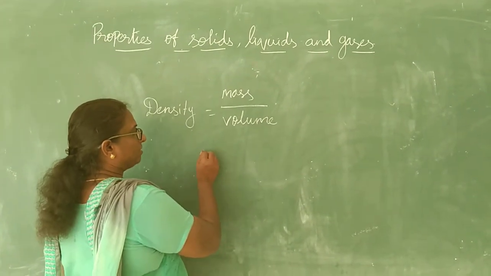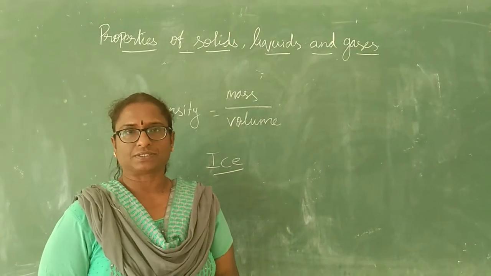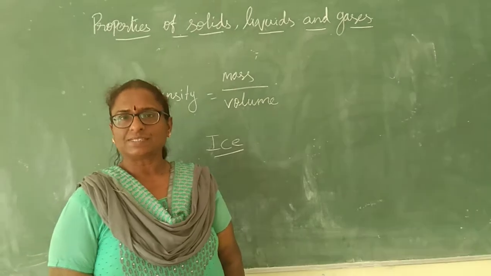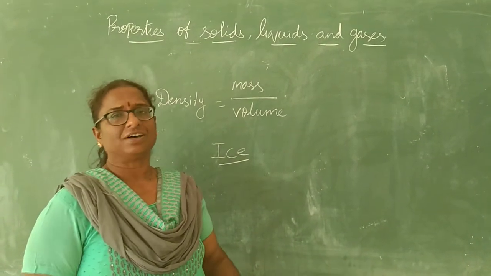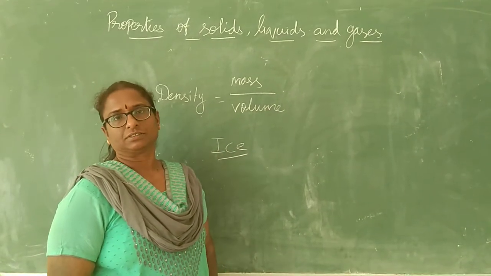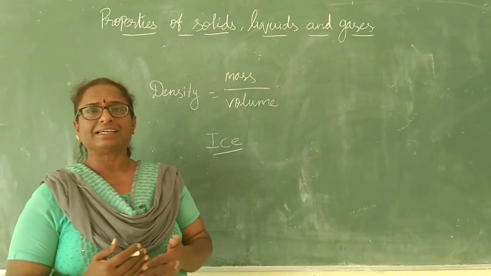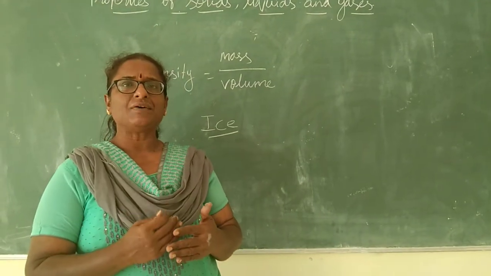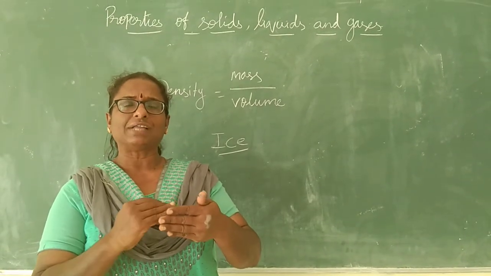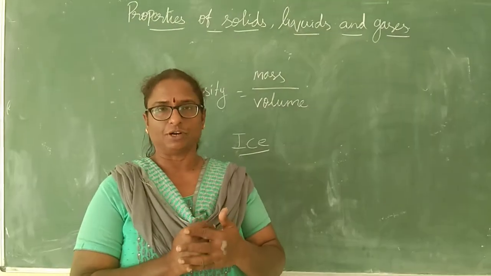You can see, when you put ice in water, it floats. That means the density of ice is less than that of water. That is why it is floating. The reason for this is that ice occupies more volume than water. For a given mass of ice and water, for example, you take a water bottle, a 1 liter water bottle, and you fill half a liter of water in it, half kg of water.